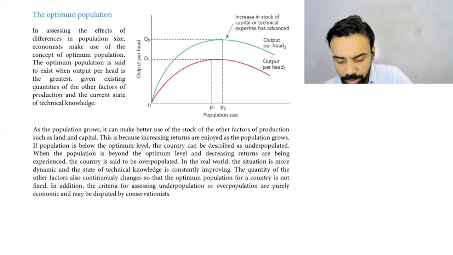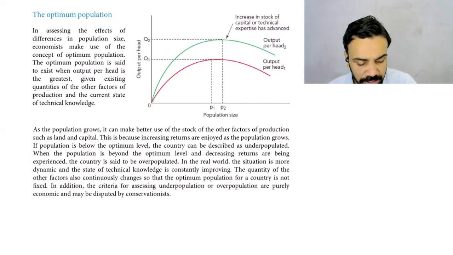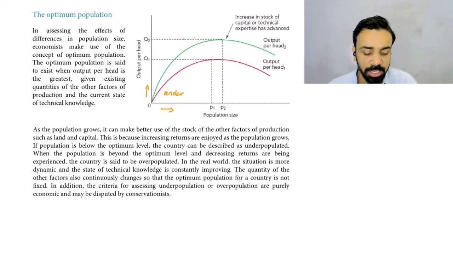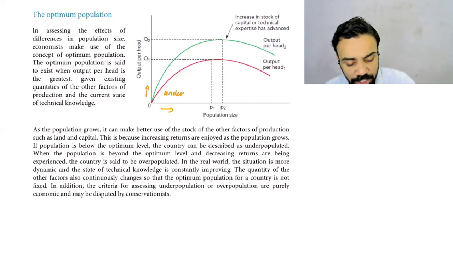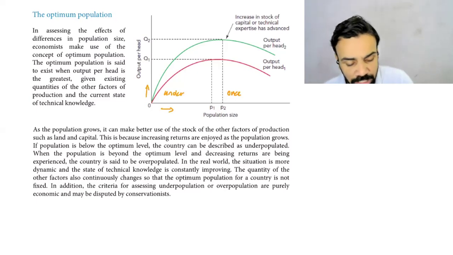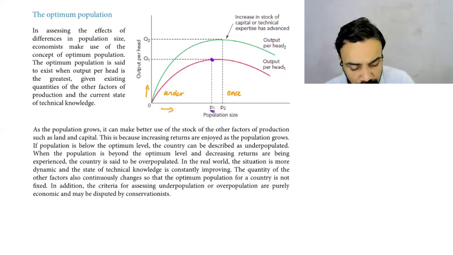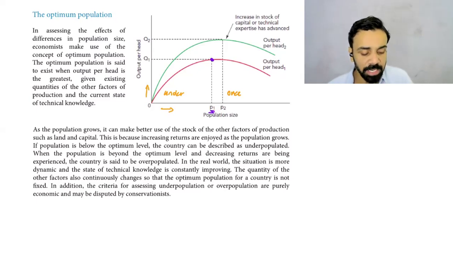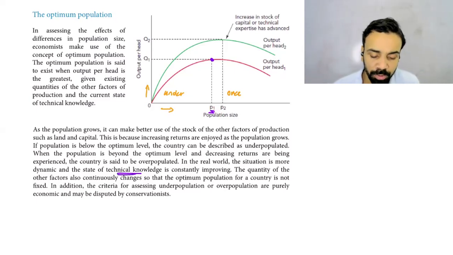So for the point before P1, you could say that as the population size grows, income per head rises, so we say the country is actually underpopulated right now. That's why increasing population increases the income per head. But then, once the income per head starts to fall as the population is increasing, we can say that the country is overpopulated now. That's why there's a fall happening. So you could say that this is the point of optimum population, P1. But we have to remember that it is not so static like this. There's always technical knowledge, which is always increasing.